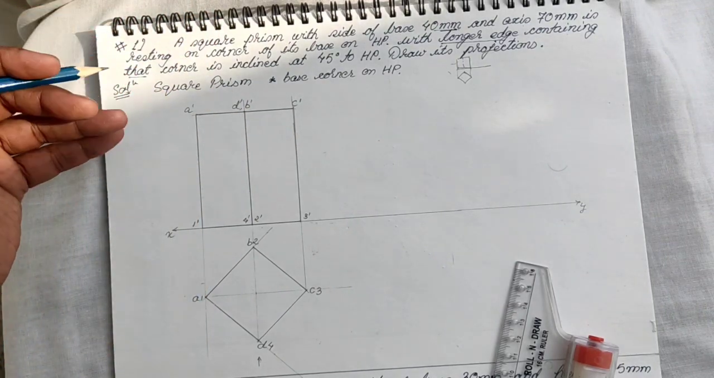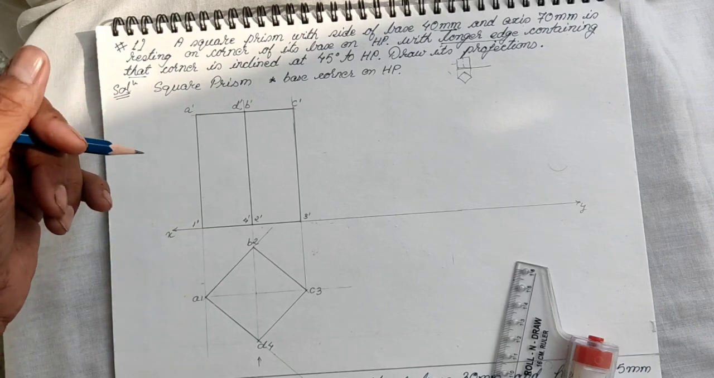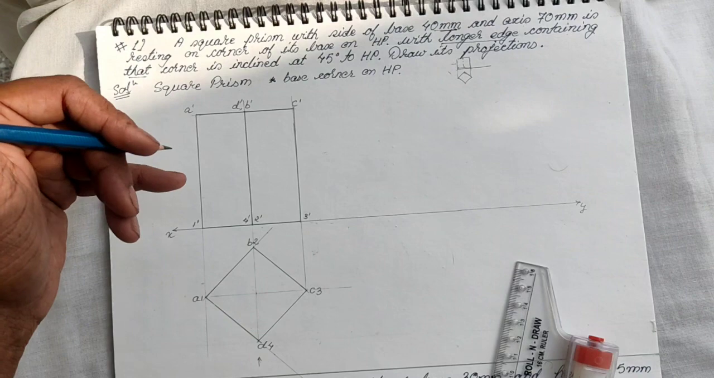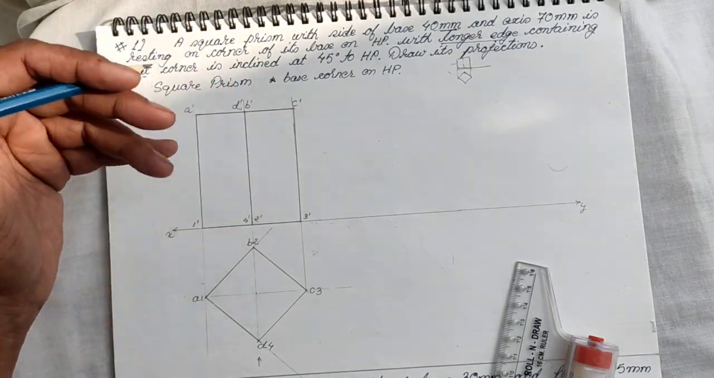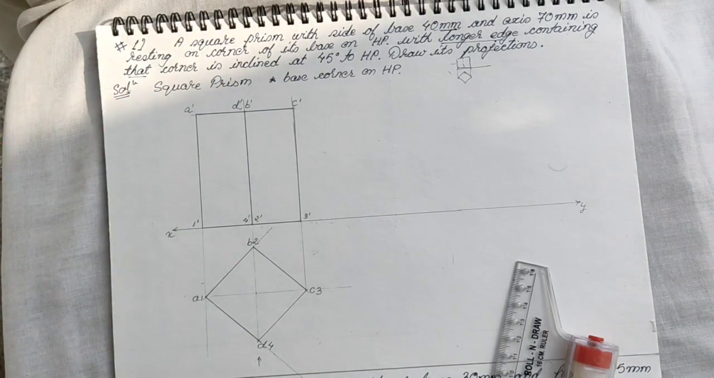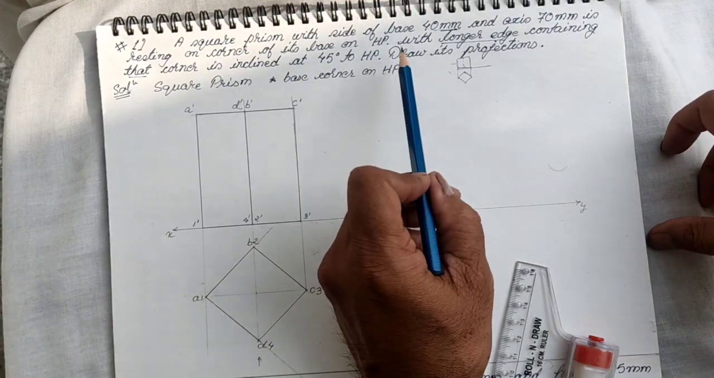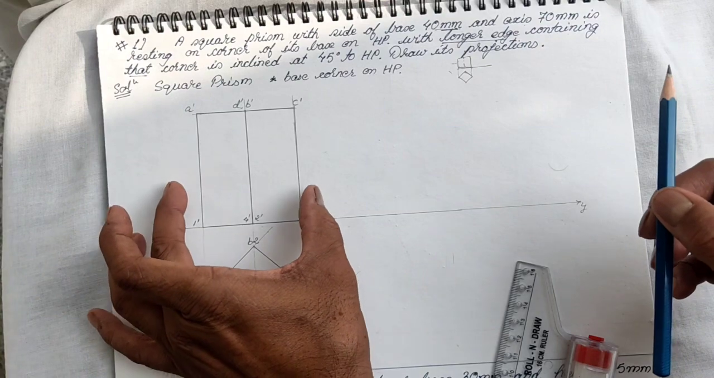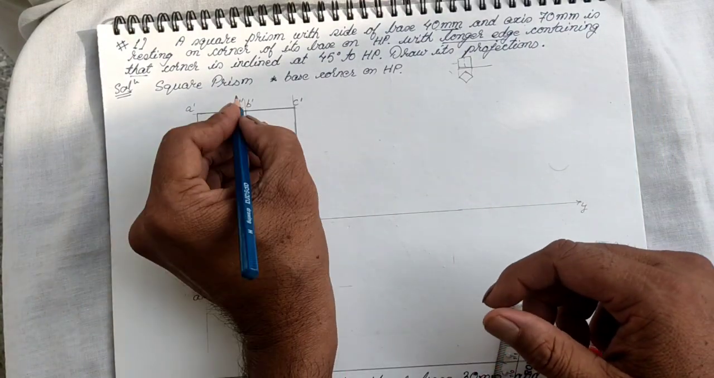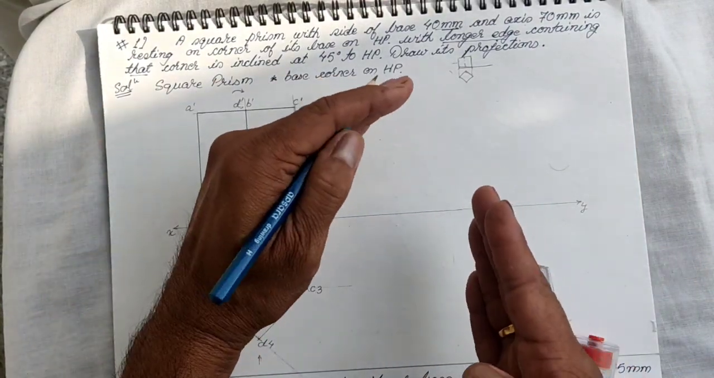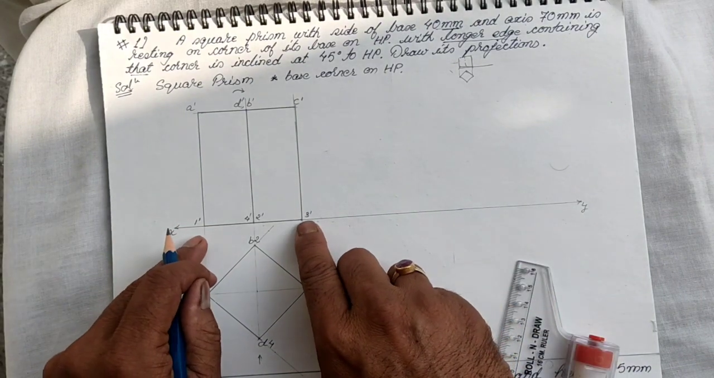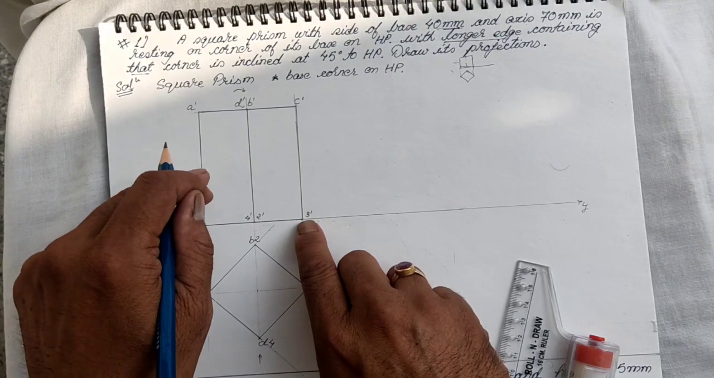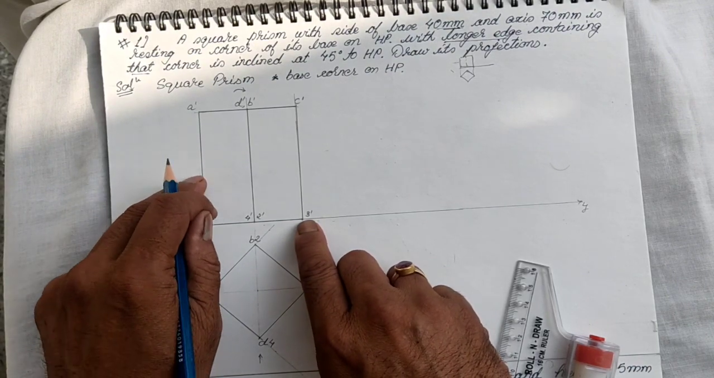So ABCD is the top base, 1 2 3 4 is the bottom base. If I say A1, D4, B2, C3, these are the face edges, right? Now it is said that it is resting on one of its corners. That means we will tilt this solid in this direction, so that it rests on corner 3. So this is going to be lifted up, right?